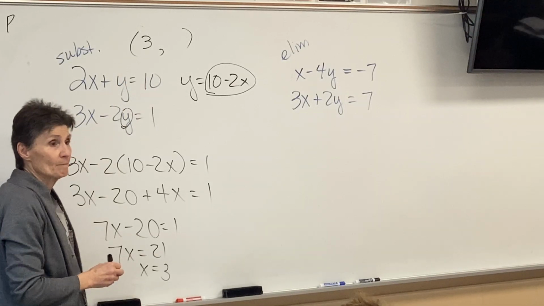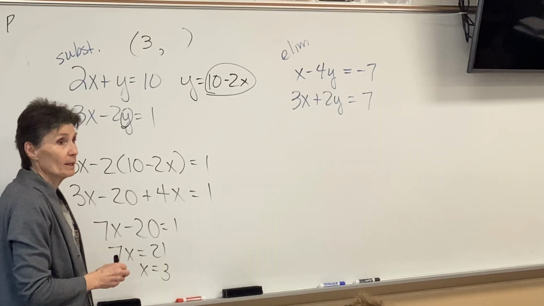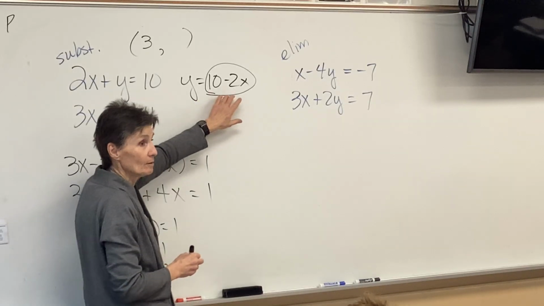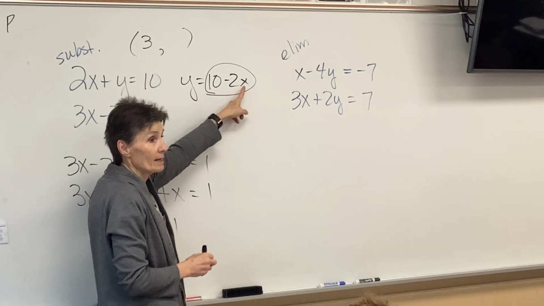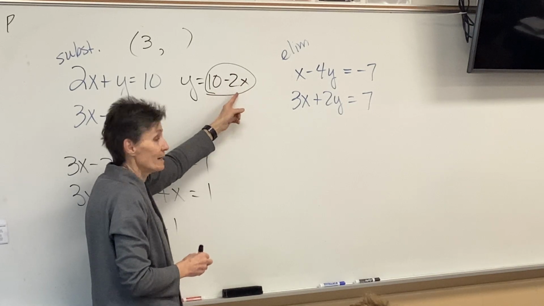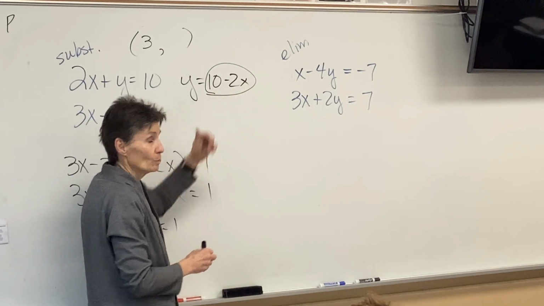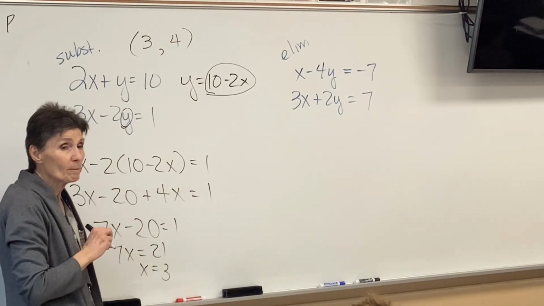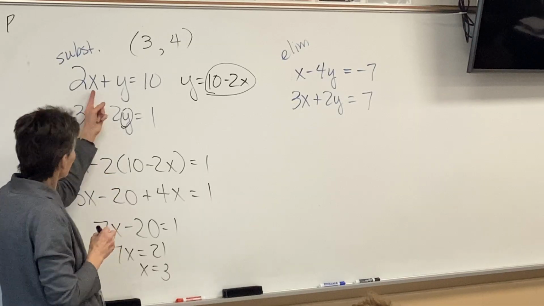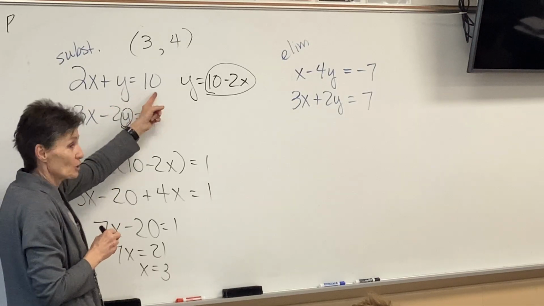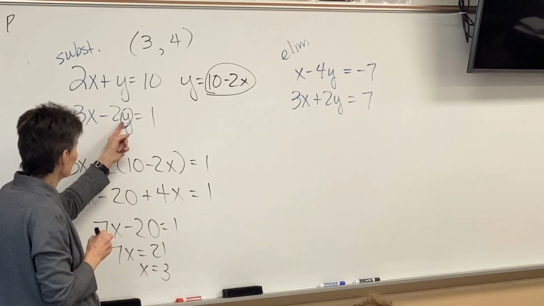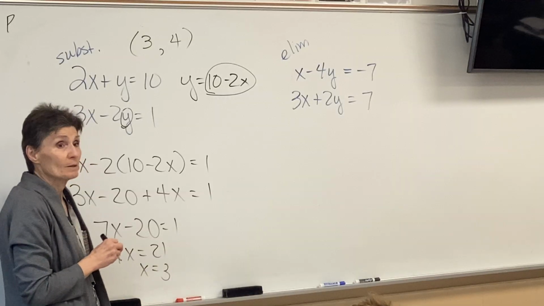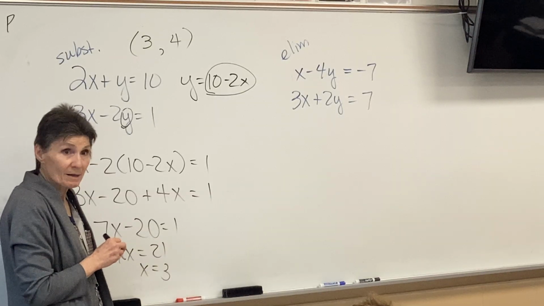Alright, so what do I do? Plug it in somewhere, right? And it doesn't matter where. I'm going to plug it in right here. If I put 3 in there, then doesn't this say 10 minus 6? Which is 4. And if I have time on my quiz, I can check that. Because if I put 3 here and 4 here, I should get 10, right? Or if I put 3 here and 4 here, I should get 1. That's your check. You can plug it back in and make sure. Any question about substitution?